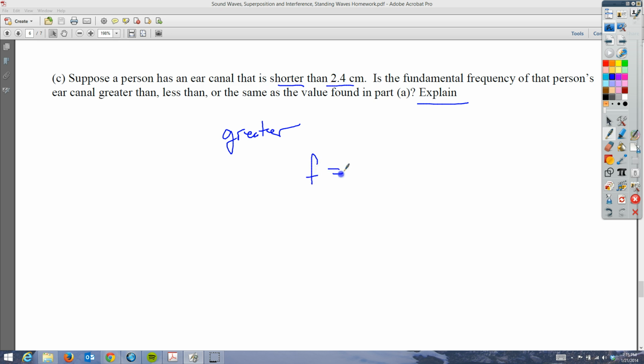So the fundamental frequency, remember we said, is NV over 2L or 4L. So for what we're doing, we look at 4L. And because these are inversely related, if the ear canal is shorter, so if this number goes down, okay, then our fundamental frequency's got to go up. And that's the difference between the two.